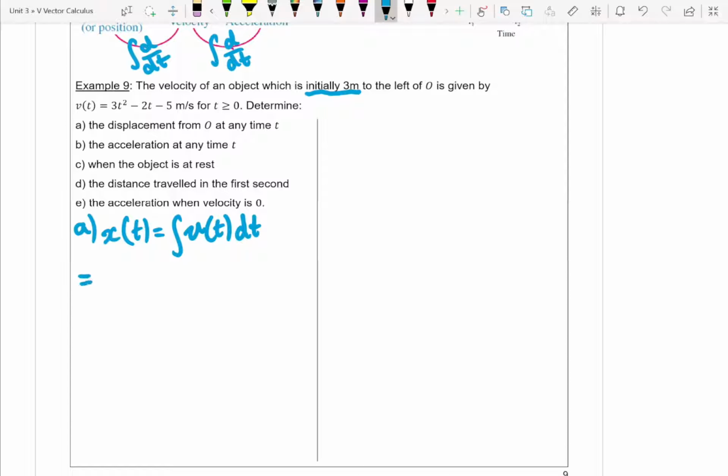So if we integrate that 3t squared, we're going to get t cubed. If we integrate that 2t, we're going to get t squared. And if we integrate that 5, we're going to get 5t. And then we'll have our constant of integration.